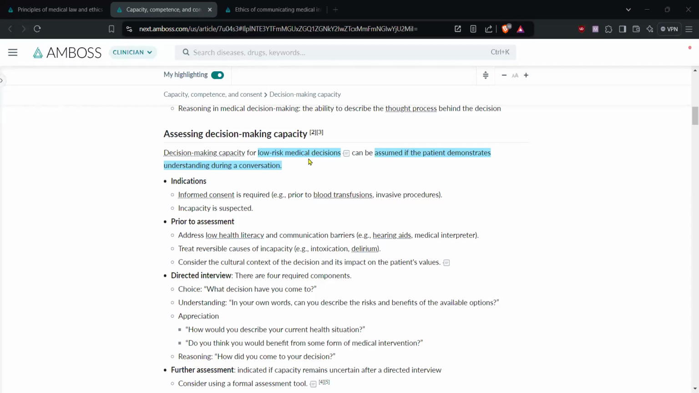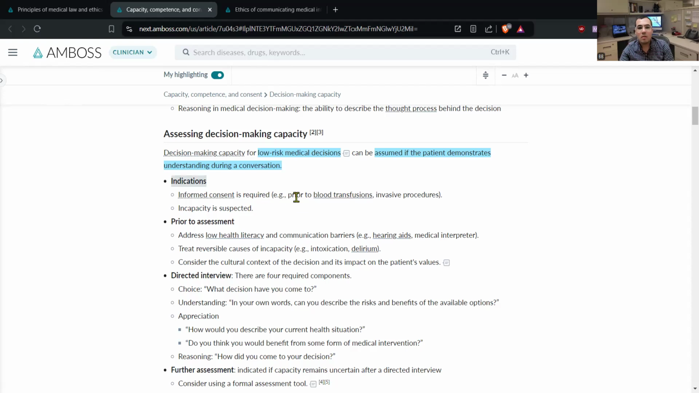So if a patient is coming to the emergency department with something simple like fever, and I need to give them a venipuncture, if they are understanding me, I'm not going to bring a piece of paper and tell them to sign a consent for me. For a low-risk medical decision or a very simple drug, I can assume consent if the patient is understanding during a conversation. Okay, I'm going to give you an injection now. Okay, doc, it's okay. So what is the indication?